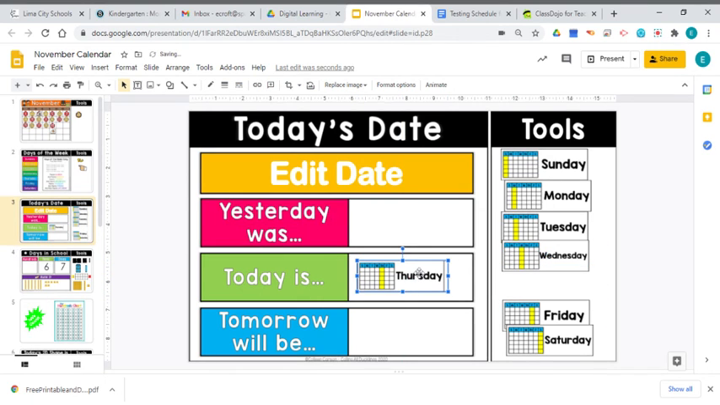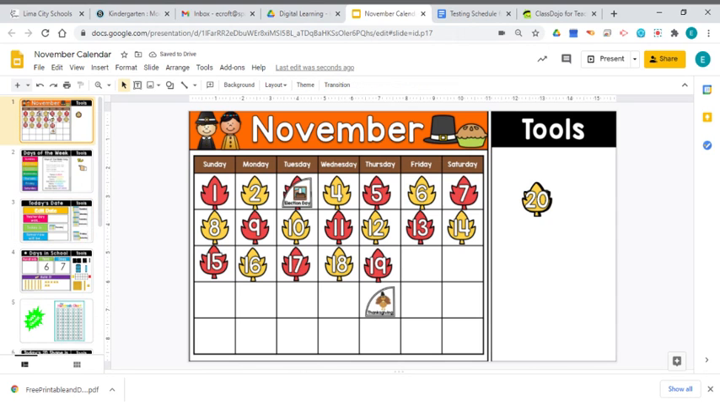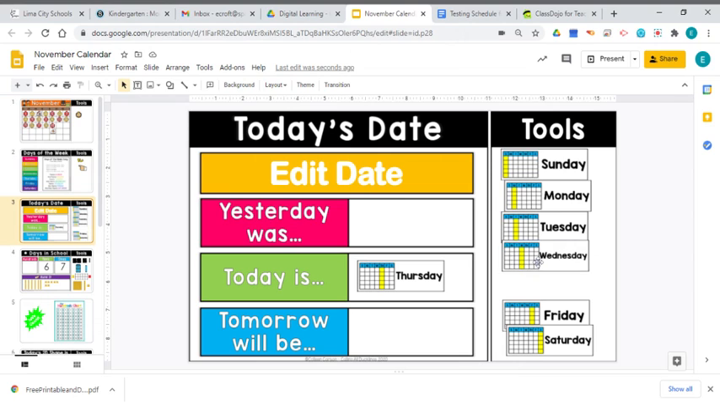Today is Thursday. Let's find out what yesterday was. Remember, yesterday already happened, so we have to go backwards to find out what yesterday was. Here we are at Thursday. Jump back. Oh, it's Wednesday. All right. Yesterday was Wednesday.